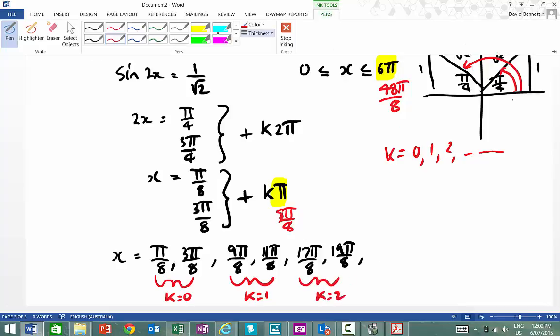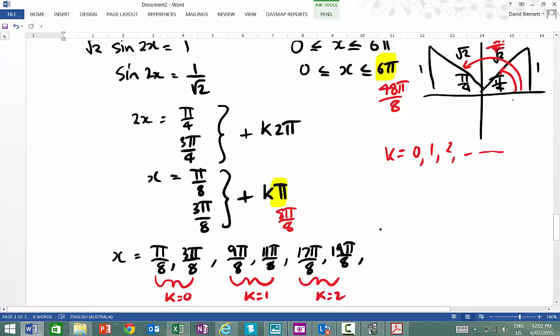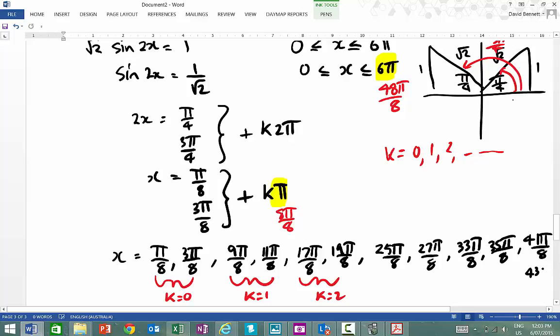And then when k is equal to 3, what's going to happen? I'm going to add another 8 pi on 8, so that's going to become 25 pi on 8. And then 19 plus that is going to give me 27. And the next ones are going to be 33 pi on 8 and 35 pi on 8. And then 41 pi on 8, and 43 pi on 8. And the next one's going to be 49, which is too big.